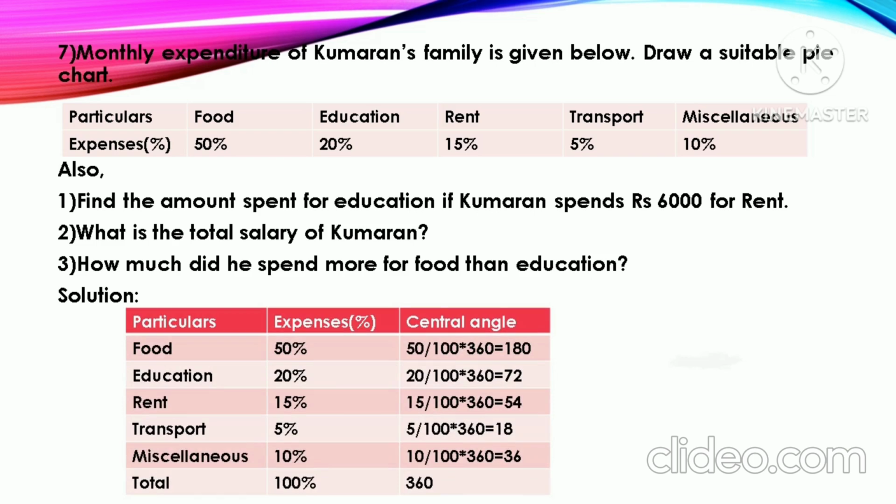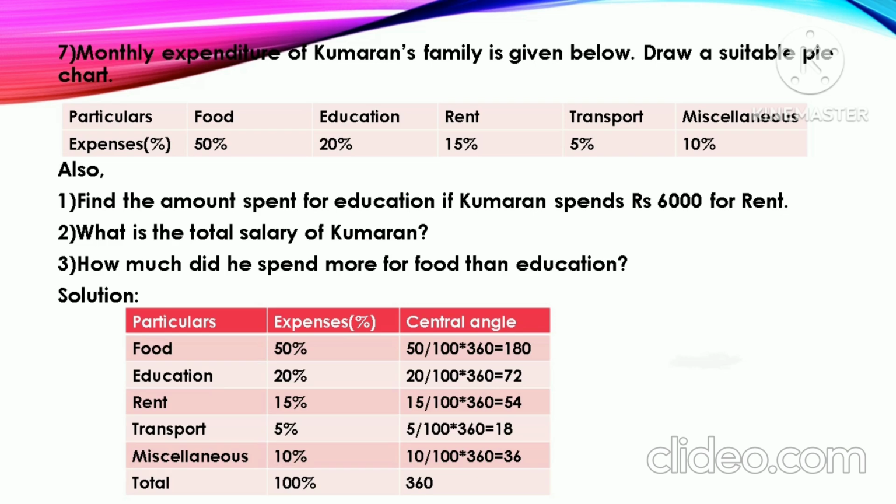First, let's fill the table: particulars, expenses, central angle. Now see here, expenses are given in percentage, so I have to choose the second formula: percentage value of the component by 100 into 360. So for food, 50%. So 50 by 100 into 360 gives 180. In this way you have to do the remaining calculation.